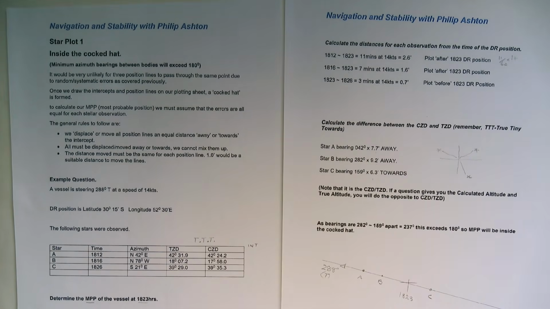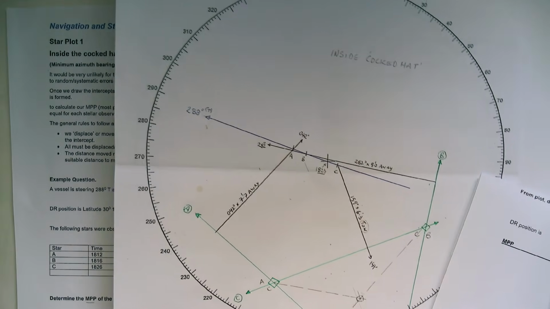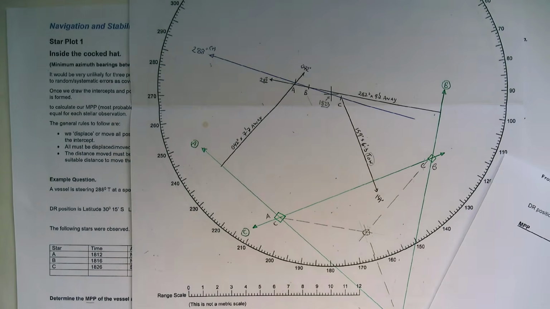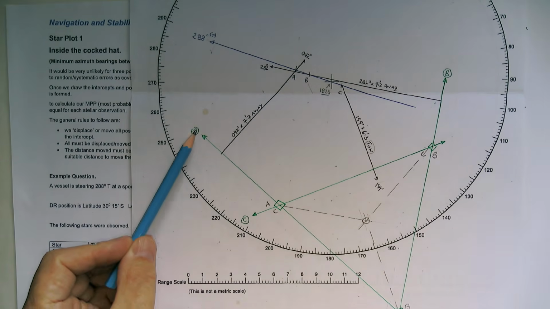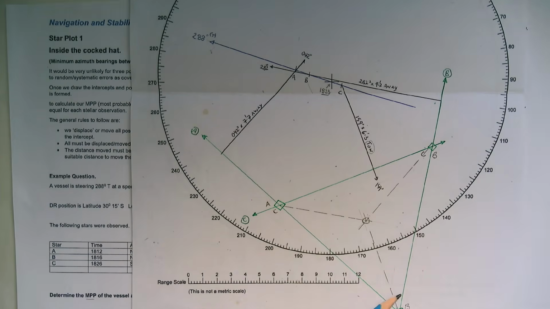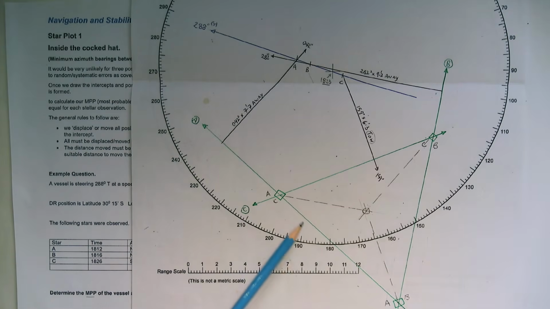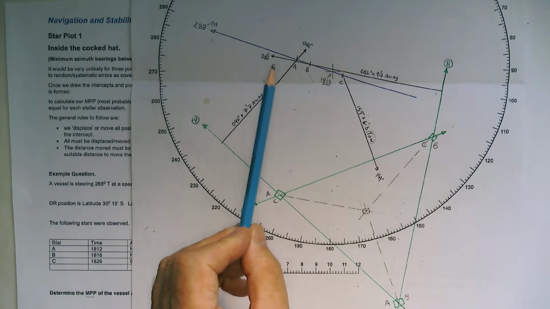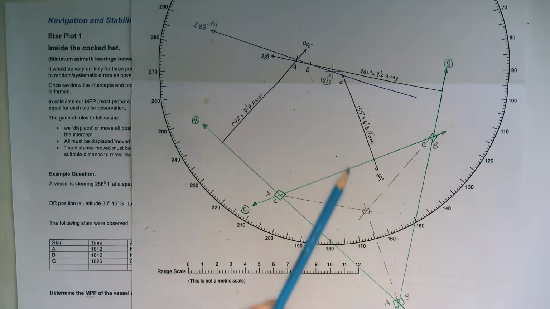And remember, it's inside the cocked hat. So that's the plot, and that one is bearing the position line for A. So 042 degrees 7.7 away, 282 9.2 away for B, and C 159 at 6.3 towards.